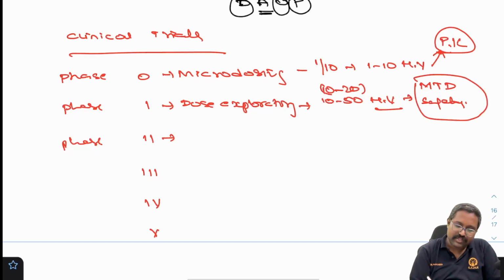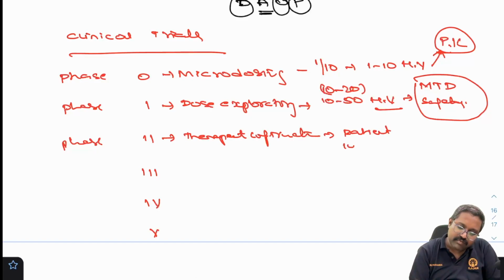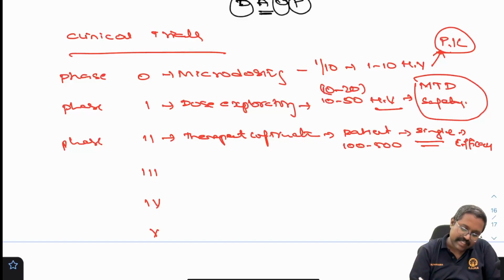In case of phase 2, it is called the therapeutic confirmatory study. This is the human confirmatory study where you are going to choose patients. It will be from 100 to 500. This will be a single center. Basically you are going to confirm the efficacy here, as well as the adverse effects, etc.